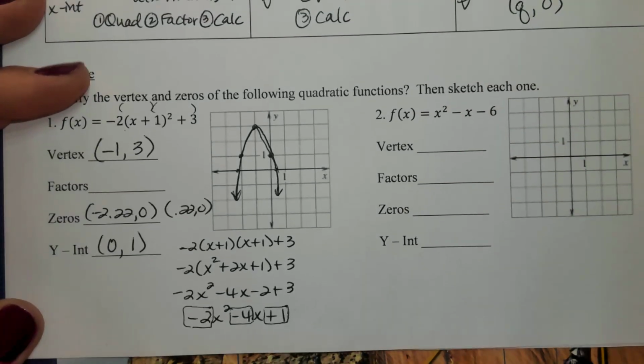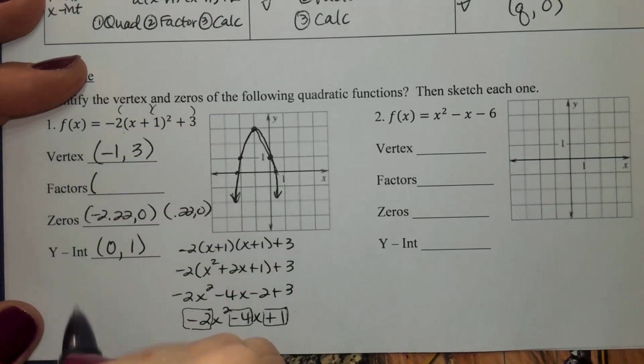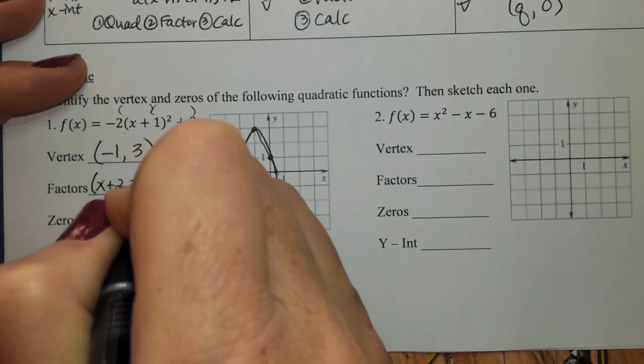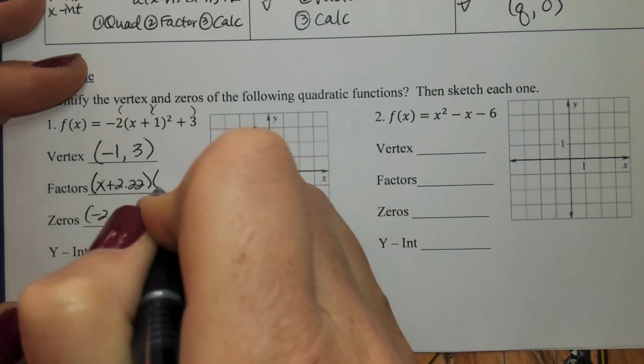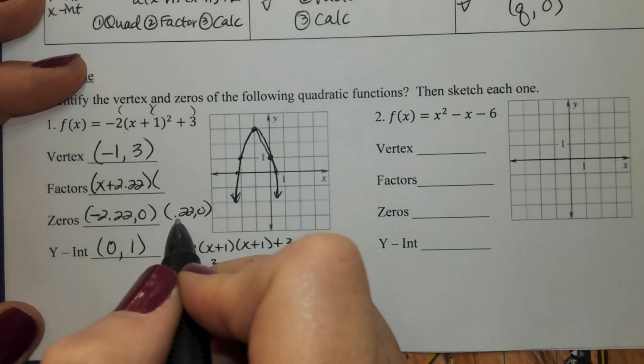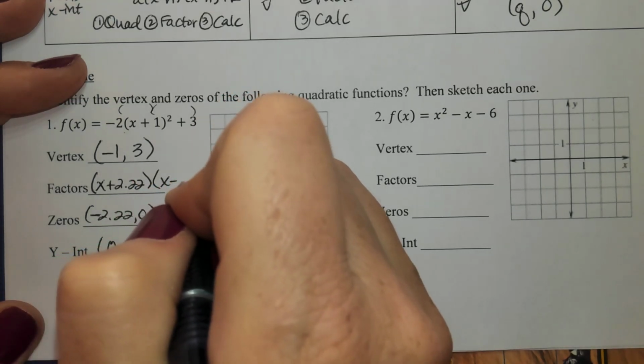In order to create your factors, you're just putting that in a parenthesis. So I'm going to take my 0 and plop it back in here, so it'll be x plus 2.22. Remember, we do the opposite of what's in parentheses, so mine was negative, goes in as a positive. This one's positive, it's going to go in as a negative.